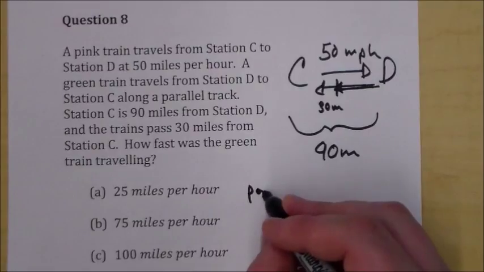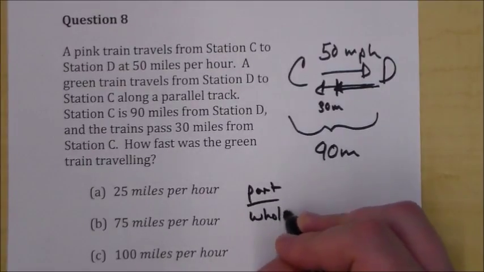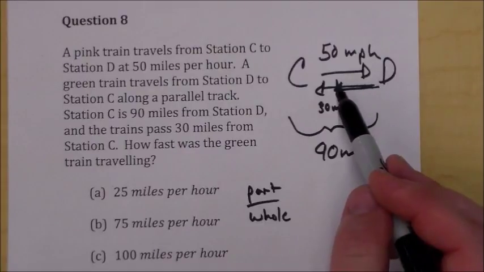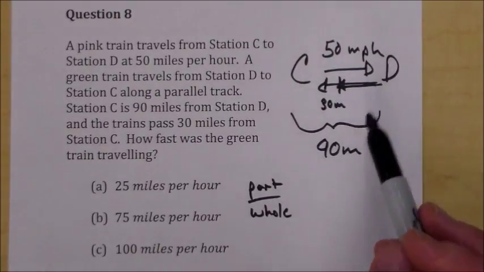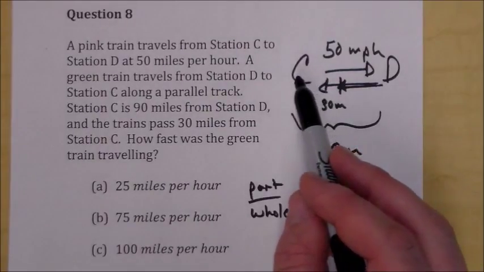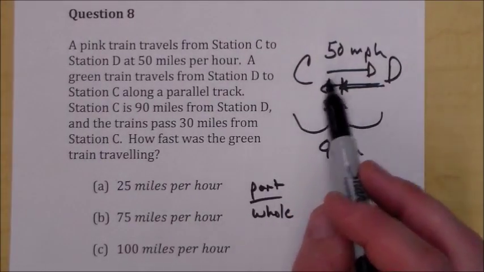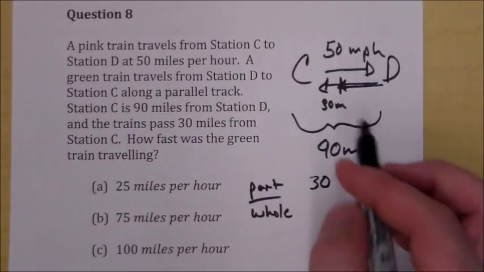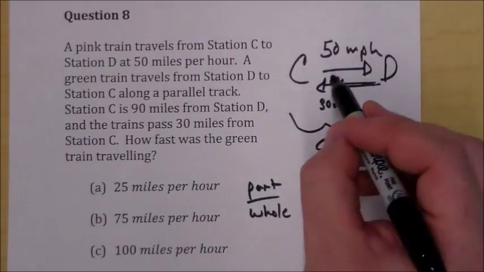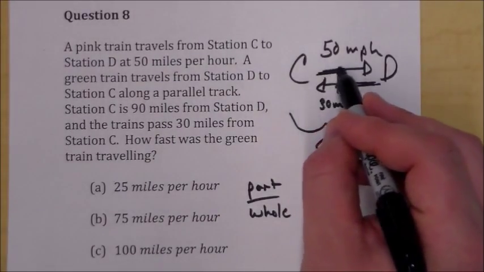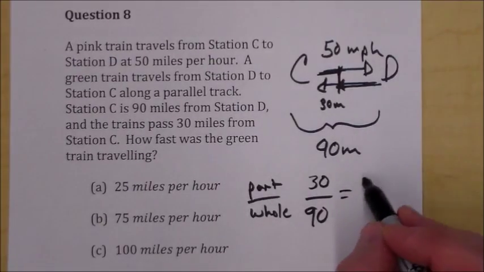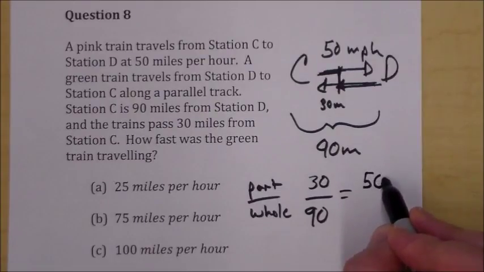Well, again, we're just going to do part per whole. We need to know how fast both trains were traveling in order to find out how fast the green train starting at station D was going. So it's kind of a two-stepper, but we can do this. Okay. So first, for the pink train starting at station C, what parts of the journey did they do? They did 30 miles out of 90. Train C did 30 miles out of 90. And how fast were they going? They were going 50 miles per hour.